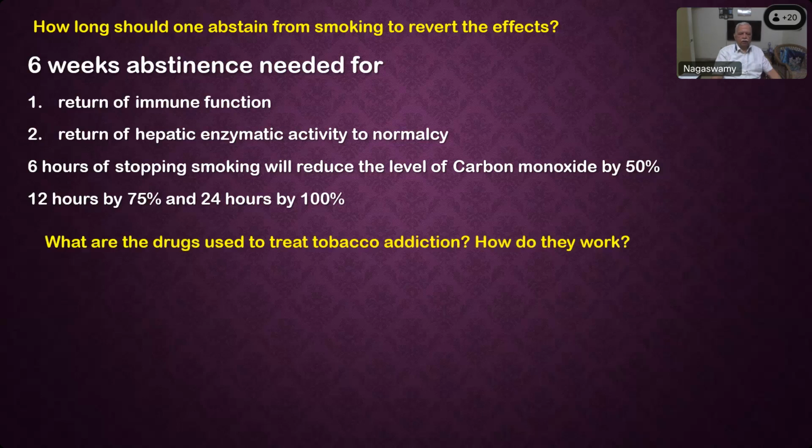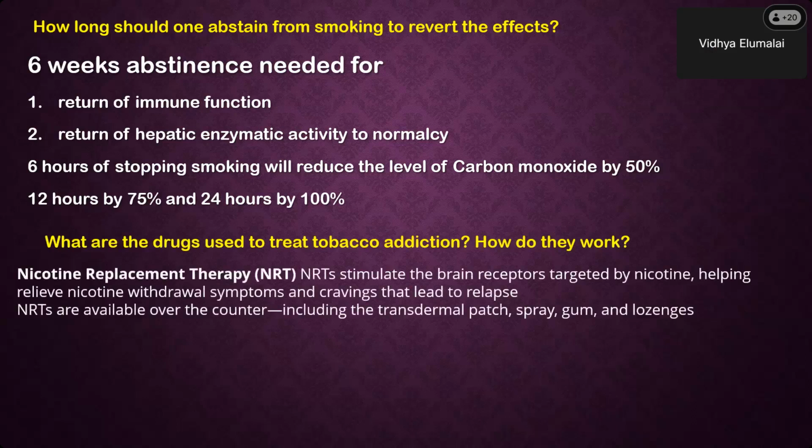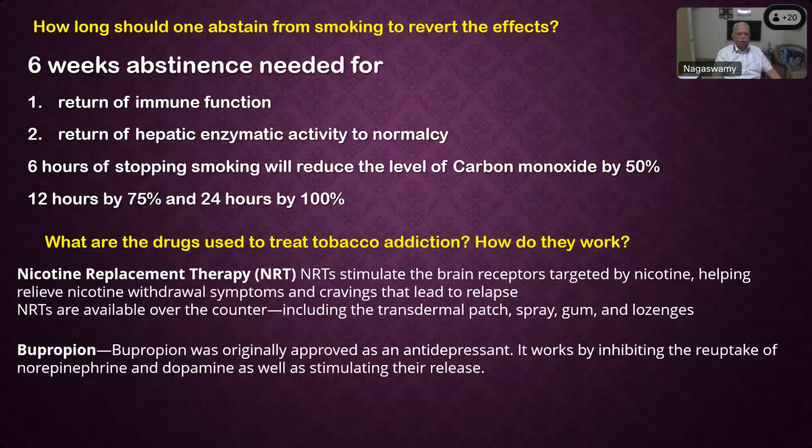And what are the drugs used to treat tobacco addiction and how do they work? Nicotine gums, nicotine patches, replacement therapy. That is available as a nicotine chewing gum and plasters, and spray, gums, lozenges are available. Then there is a drug called bupropion. It is originally approved as an antidepressant. It works by inhibiting the reuptake of norepinephrine and dopamine, just like a mood elevator, stimulating their release.